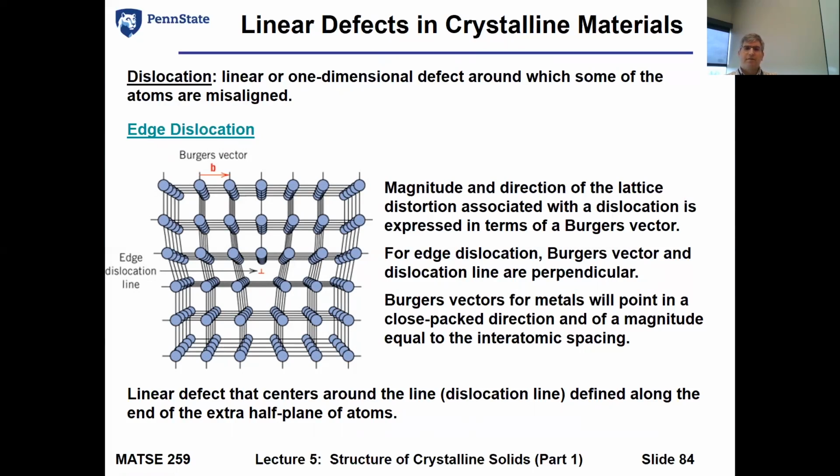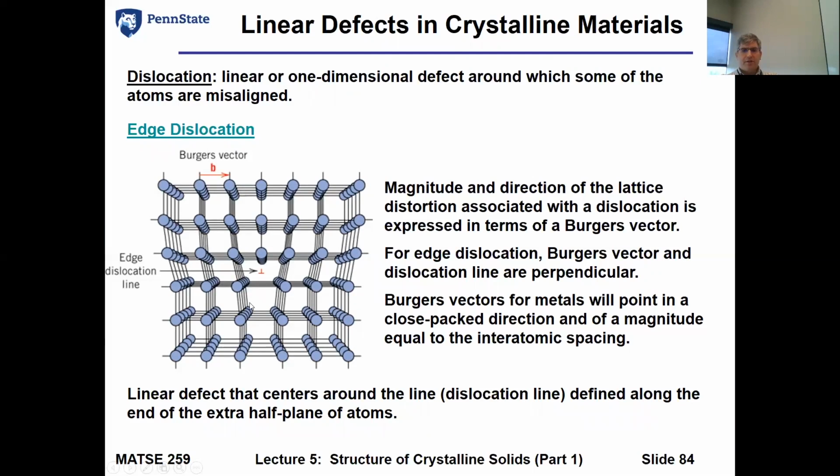Let's move into linear defects. Now, in the dislocation, what we have is a linear or one-dimensional defect around which some atoms are misaligned. So it's what we look at as the definition of a dislocation. An edge dislocation is the most common one. The Burgers vector is basically the interatomic spacing that we might look at.